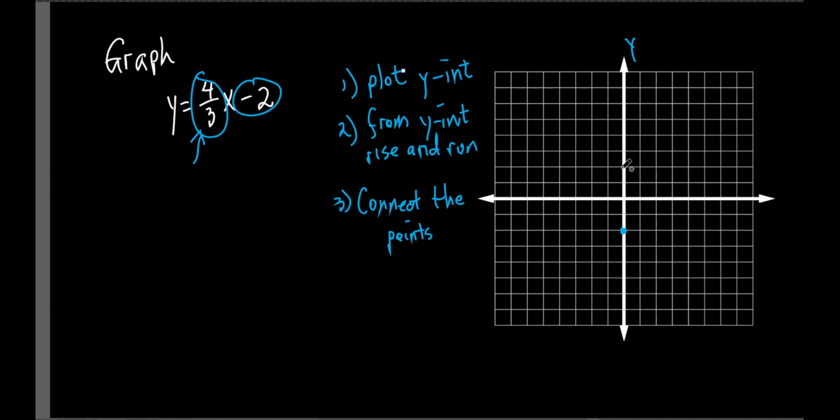So how far do we run? 3. So we go to the right 3 places. 1, 2, 3. And then I put a point right there. I got my 2 dots. Don't just leave it as 2 dots. What are you going to do? Connect them. And look, here's something else that some people do.